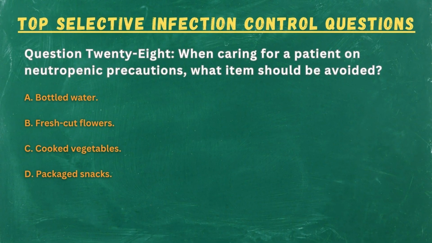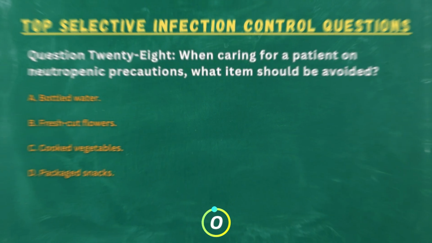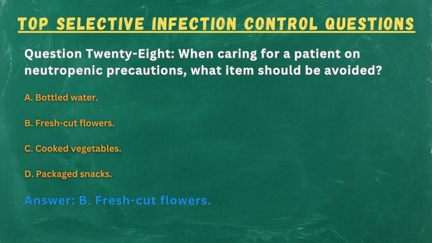Question 28. When caring for a patient on neutropenic precautions, what items should be avoided? A. Bottled water. B. Fresh cut flowers. C. Cooked vegetables. D. Packaged snacks. Answer: B. Fresh cut flowers.